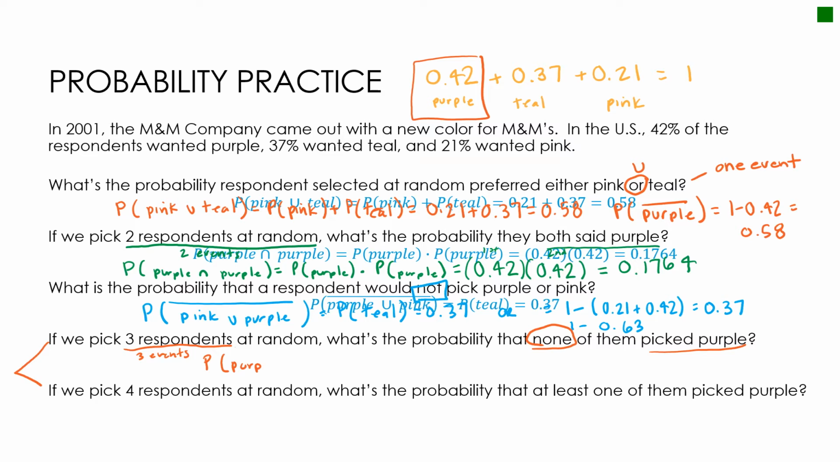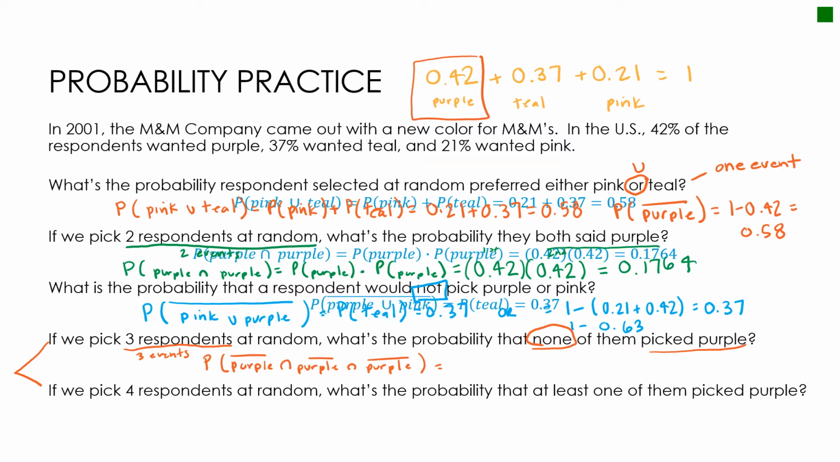Let's see if I can spell correctly. Not purple. And the next one did not pick purple, and the next one did not pick purple. So what are those probabilities? Again, when I'm using "and," I'm multiplying. So essentially I'm taking not purple times not purple times not purple. I'm not going to write that out because that's just a lot of extra writing.